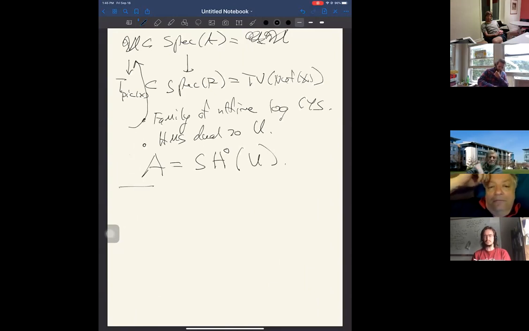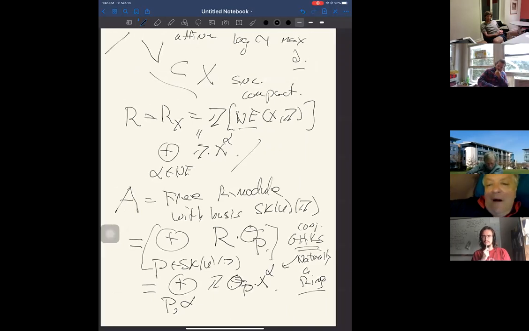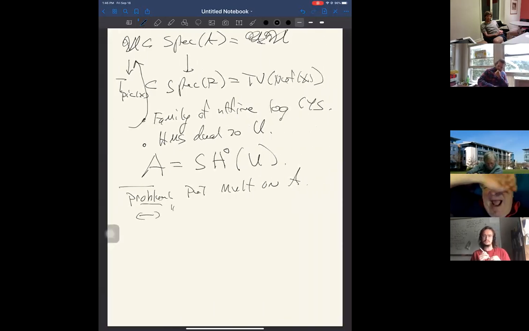So what do we have to do? The first problem is to put a multiplication on A. If we go back to the picture, it's this free module. What does it mean to give a multiplication rule? It just means giving structure constants. That's equivalent to structure constants.